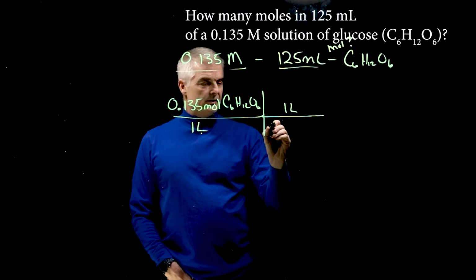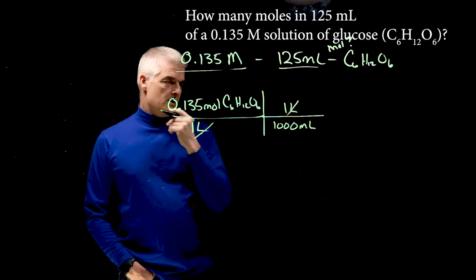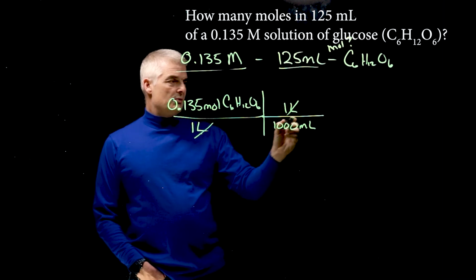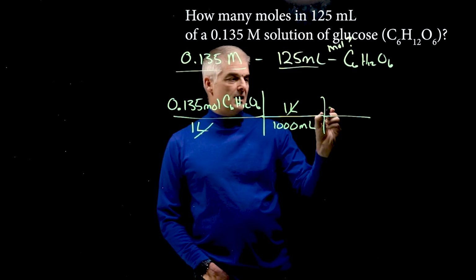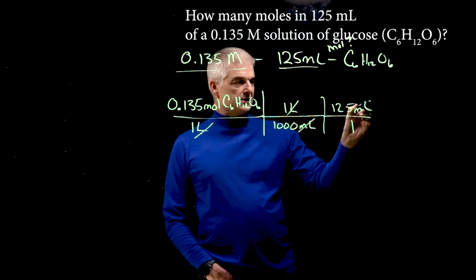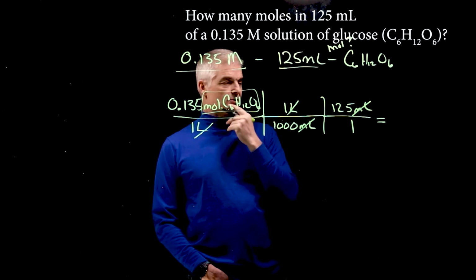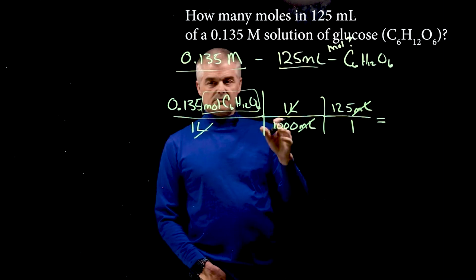I can say 1 liter is 1,000 milliliters, and my liters cancel. And if I then multiply, you see what I'm about to do here? 125 milliliters over 1, the millis cancel, and I get moles. Actually, so the molar mass, it didn't ask for grams. I just have to do this.